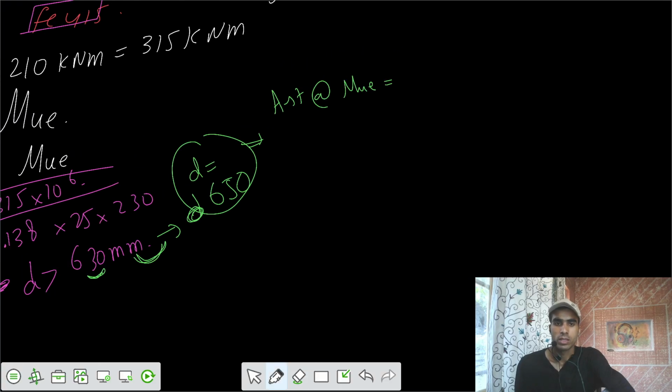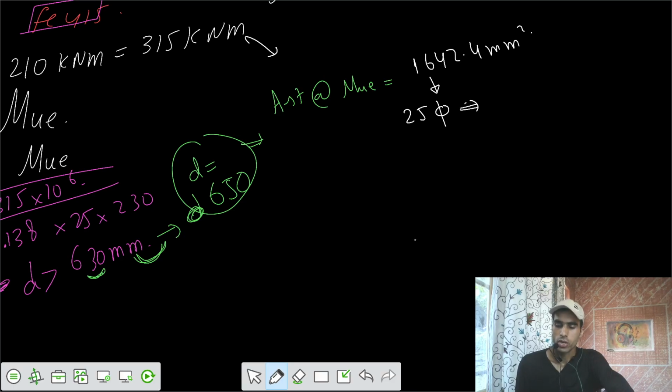I would give just a gist. Let's say that your AST at the rate of MUE, when you solve this one, you would get AST equals 1642.4 millimeters square. You are now taking 25 mm diameter bars, and as per that you need 4 number of bars.